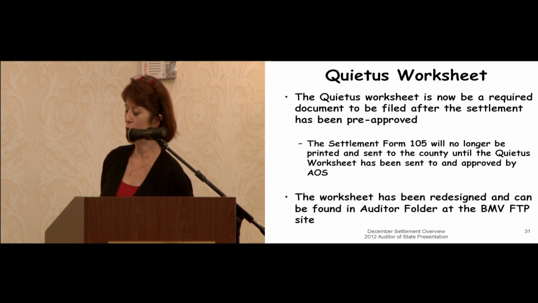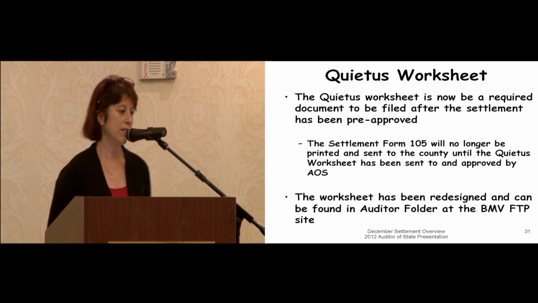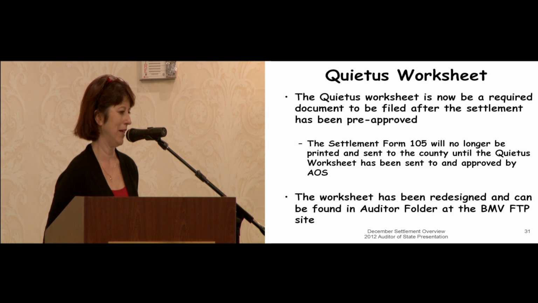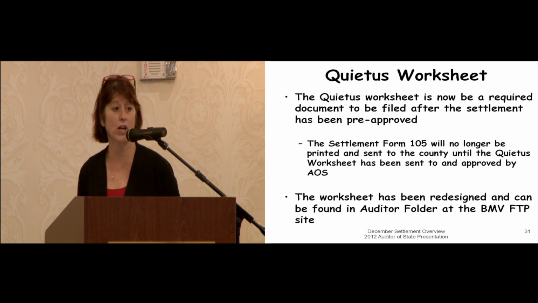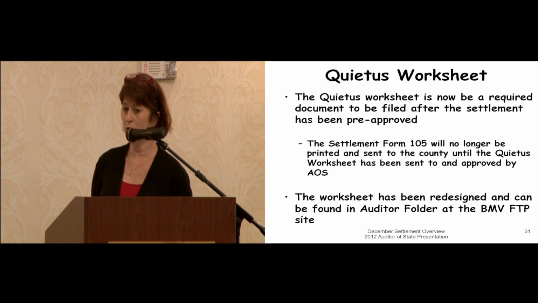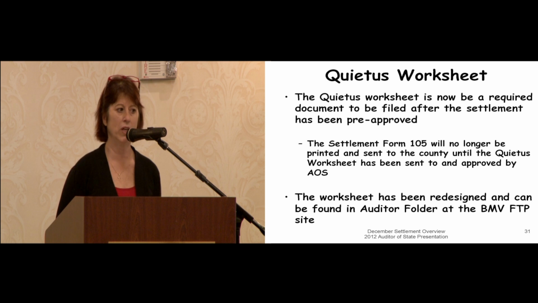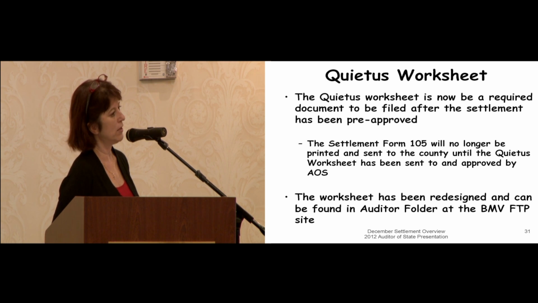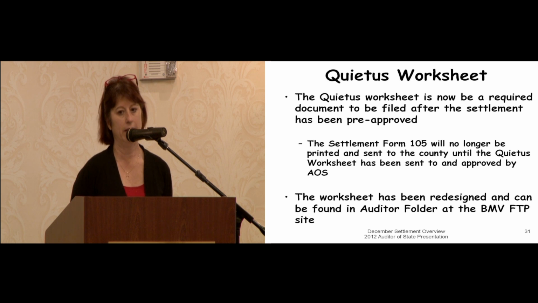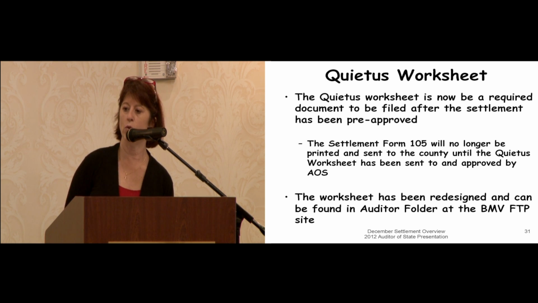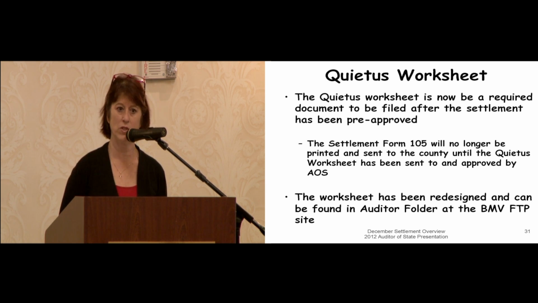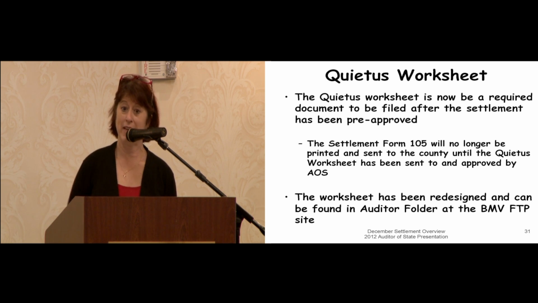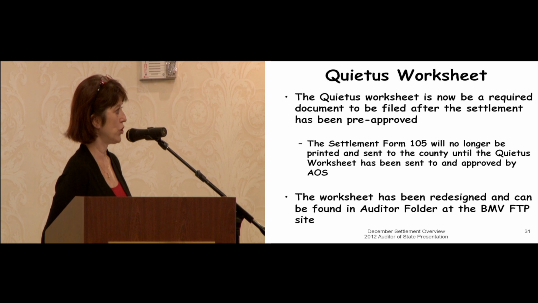And so the Quietus Worksheet is now required. It's required to help you all out with your settlement. It's not just to be mean. It's what we've determined is the best course of action for us is that your settlement 105 form that we normally print for you as soon as we tell you your settlement's pre-approved, we're not going to even print that or send it out until we have an approved Quietus Worksheet. We're hoping to avoid the situation for you all where your settlement's approved, you balanced, and then you get ready to do your checks and your Quietuses, and the treasurer comes over and says, whoa, we don't balance. That's the purpose.